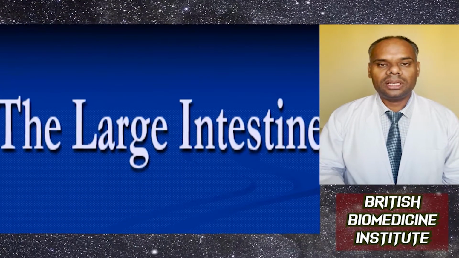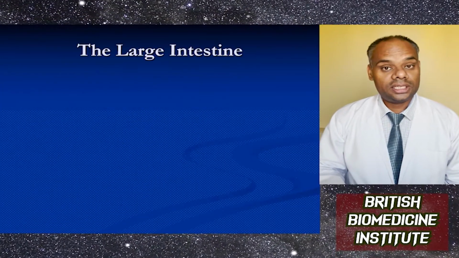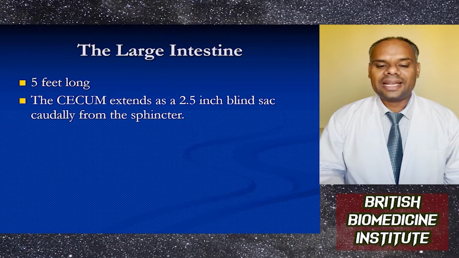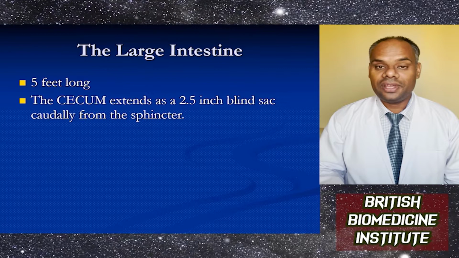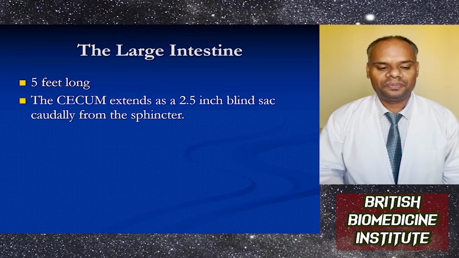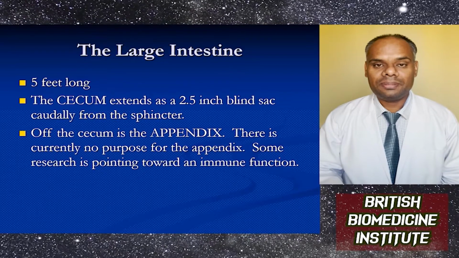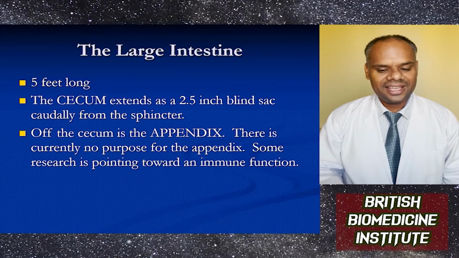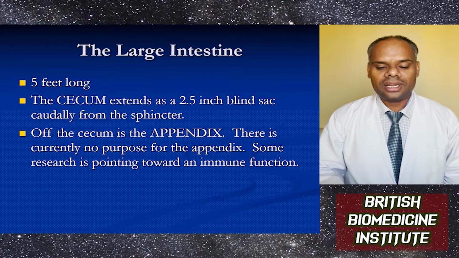Now comes the large intestine. It is 5 feet long. The cecum extends as a 2.5-inch blind sac caudally from the sphincter. Off the cecum is the appendix. There is currently no known purpose of the appendix. Some research is pointing toward an immune function.